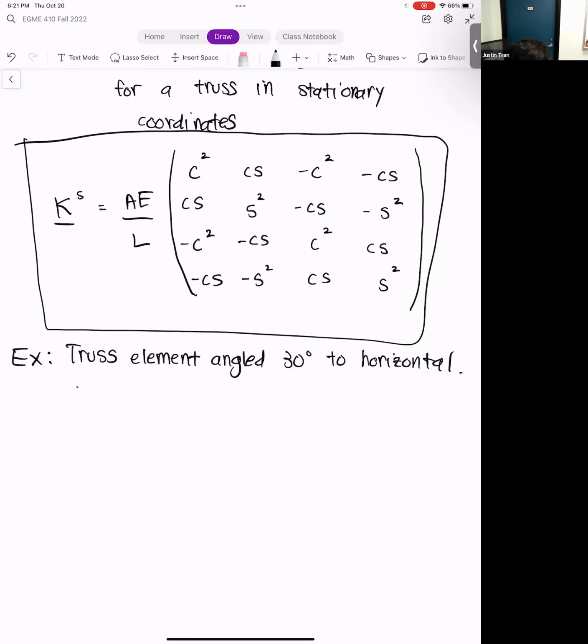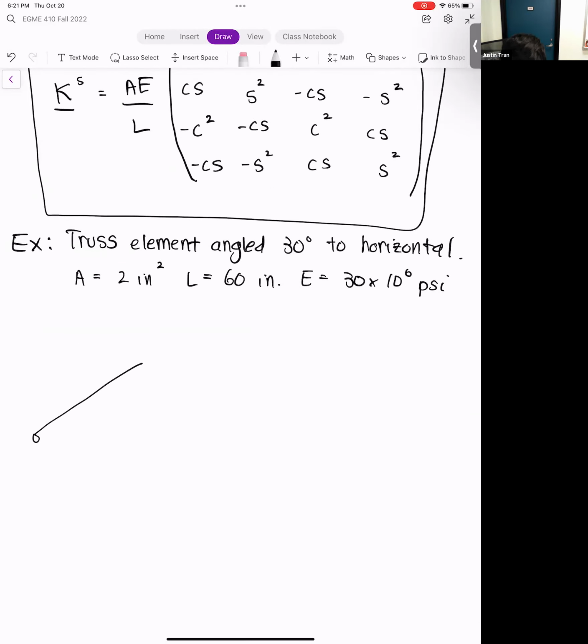We have values of the parameters. We know the cross-sectional area is 2 inch square. The length of the truss is 60 inches. And the Young's modulus, we'll say, is 30 times 10 to the 6th PSI. Visually, it looks like this. We have our truss element here. This angle here is 30 degrees. What we want to do for this element is compute its element stiffness matrix.